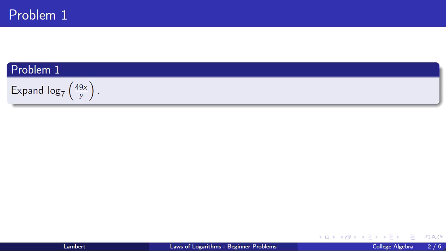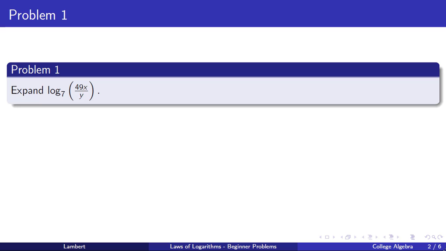Expand log base 7 of 49 times x divided by y. There's a few ways to approach this, but I think the most obvious is looking at that quotient. We can use the quotient rule for logarithms, which states if you have a log base b of x divided by y, you can just write that as the log base b of x minus the log base b of y. Now we have a 49 in here, so that'll make things slightly different.